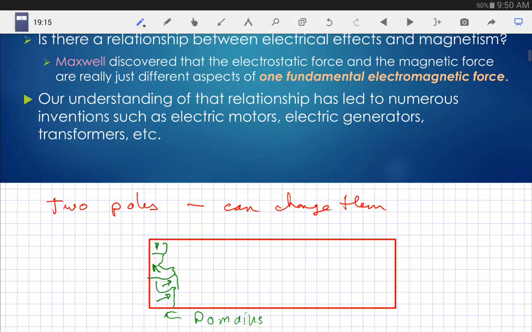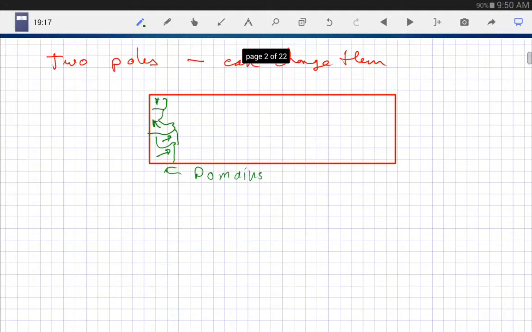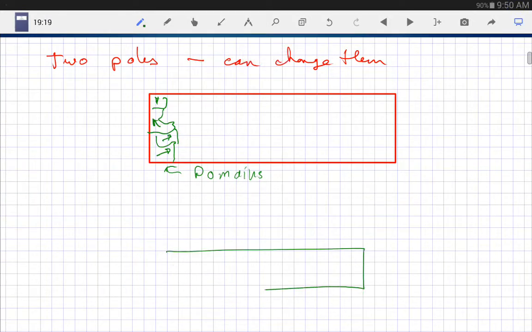So we have two kinds of poles in magnets. One is called north and one is called south. So if I have a bar magnet, I always label one side north, one side south. If I break the magnet in half, which I'm not going to do today, what will I have? I'll have two magnets. And what about the poles on those two magnets?